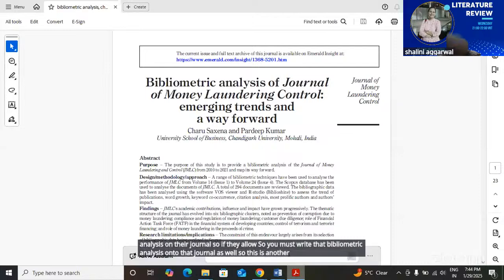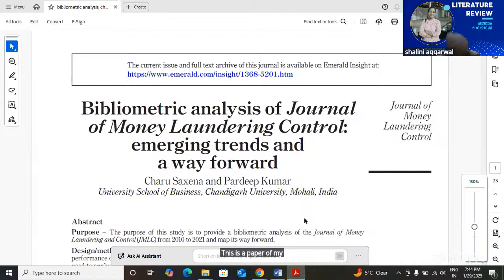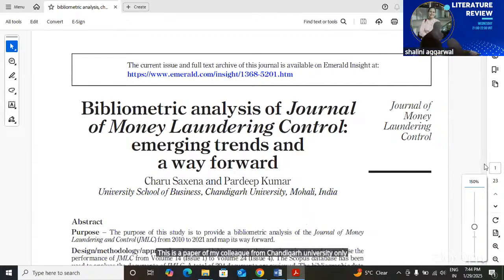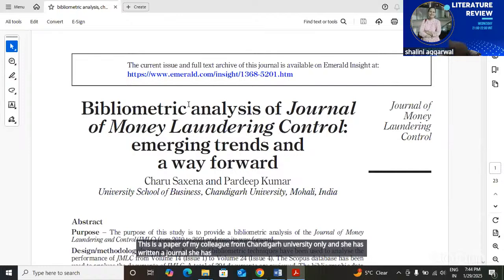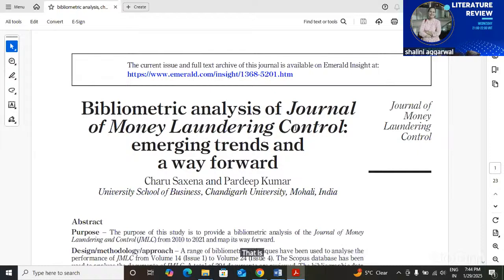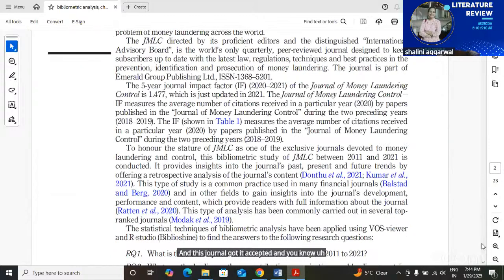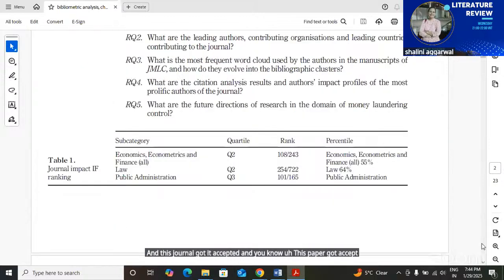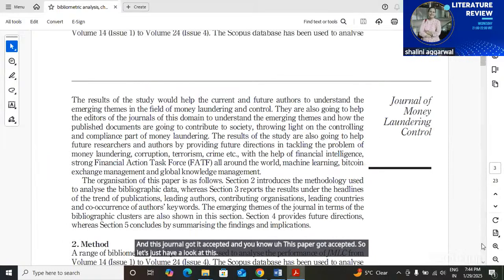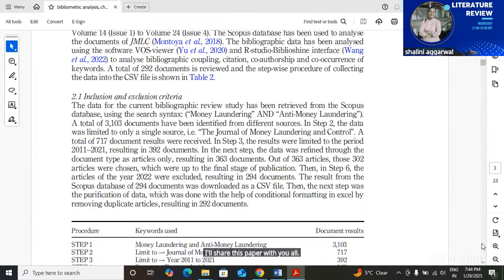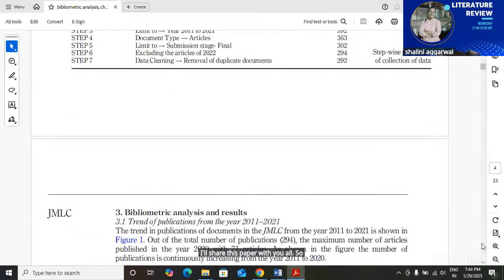Let me show you this paper. This is a paper of my colleague from Chandigarh University only. She has written a bibliometric analysis on this journal, the Journal of Money Laundering Control, and this paper got accepted. So let's just have a look at this. I'll share this paper with you all.